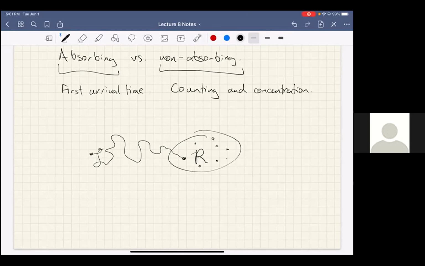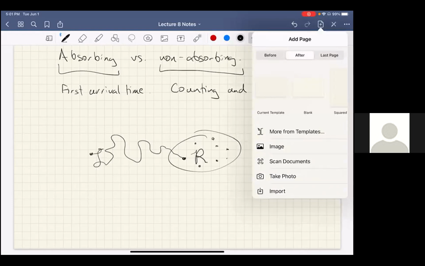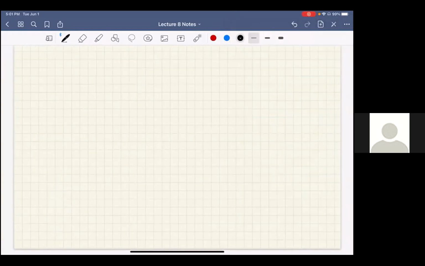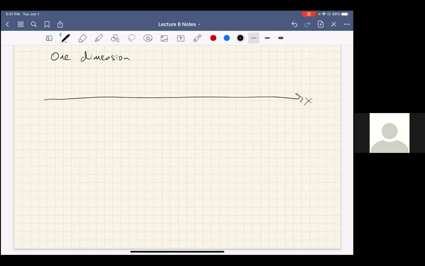So to get a feeling for what's going on here with non-absorbing receivers, we're going to think a little bit about how this works in one dimension. Again, we're focusing on one dimension because that's the simplest possible case. So in one dimension, here's my line, the distance. Now I have my transmitter here at the origin. So that's x equals 0. That's where my Brownian motions start.